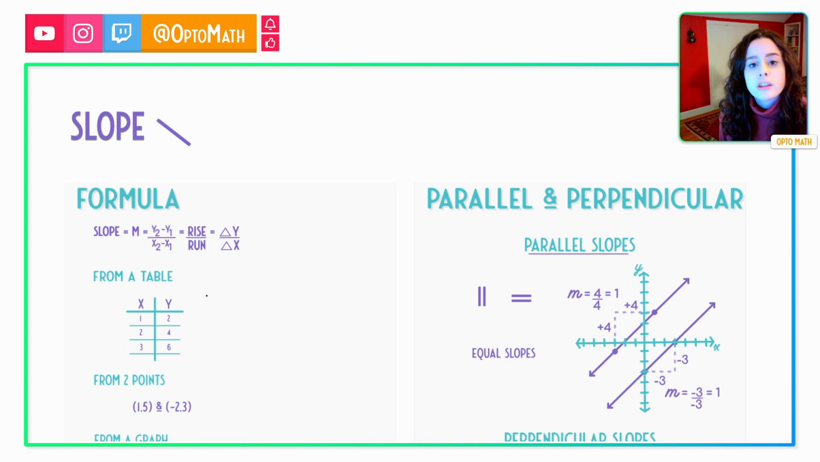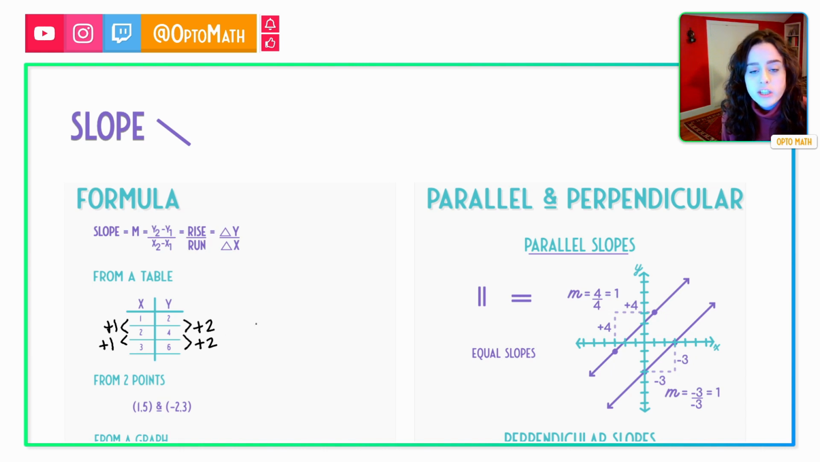If we want to find the slope from a table, we just simply find the change in y over the change in x. So let's find what happens from our y's. So from 2 to 4, you add 2, and from 4 to 6, we add 2. Now let's look at the corresponding x values. From 1 to 2, we add 1, and from 2 to 3, we add 1.